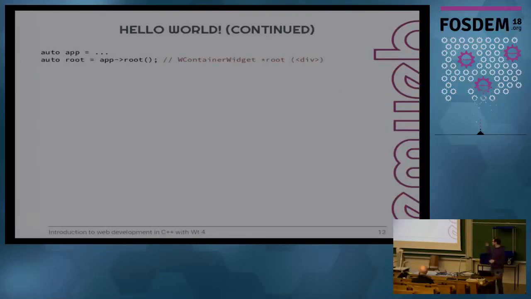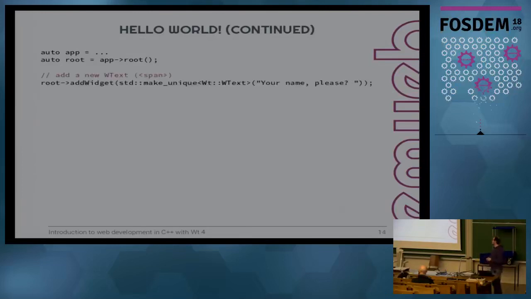So if you ran that code, that would work, but you'd get an empty page. So let's start populating it. This empty page already has a div element inside of it. That's the root. We call that a WContainerWidget. It's just a widget that you can put stuff into.